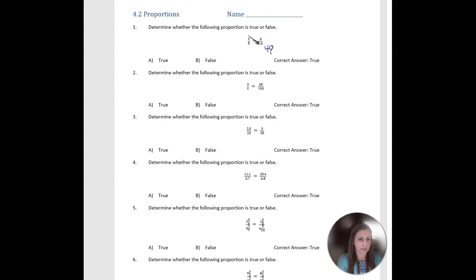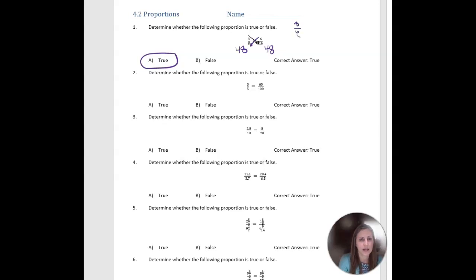I don't know why my pen just turned to purple, but anyway. And then you cross multiply the other direction, 6 times 8, which is also 48. And since those two numbers are equal, then the values of those proportions, 3/8 is equal to 6/16. So the answer here is true. Let me show you a couple other ways to do it actually.